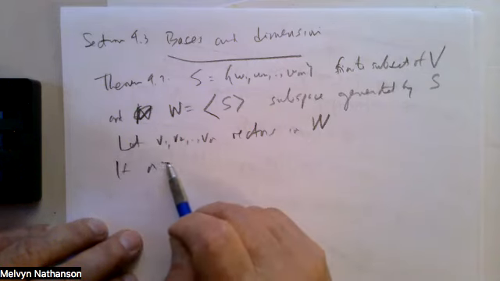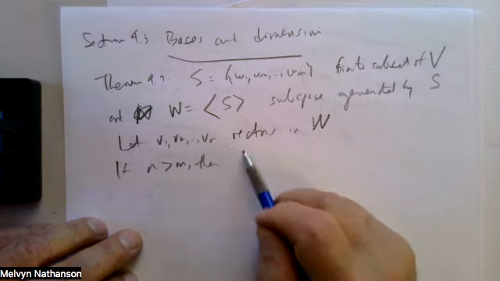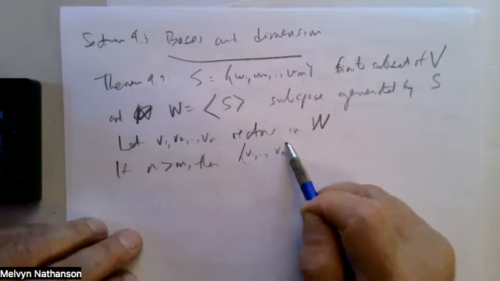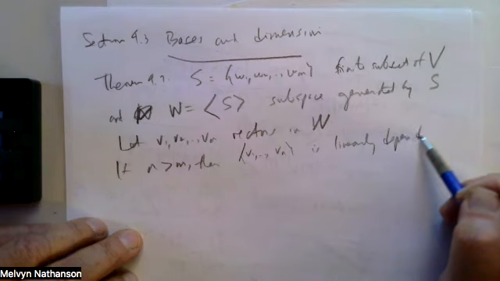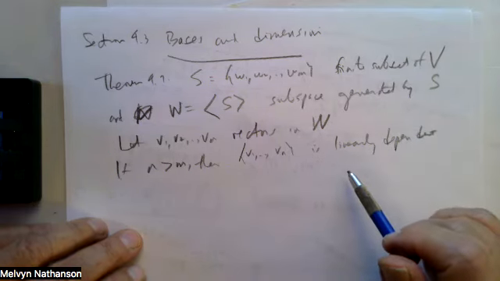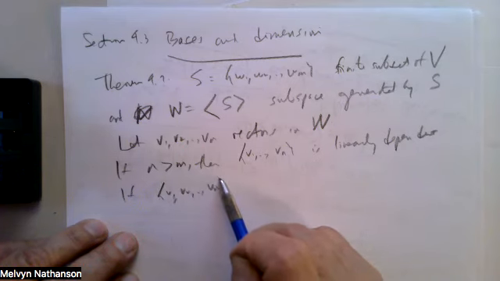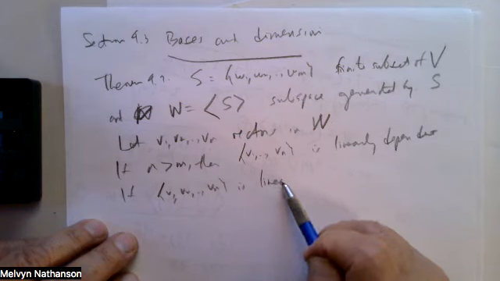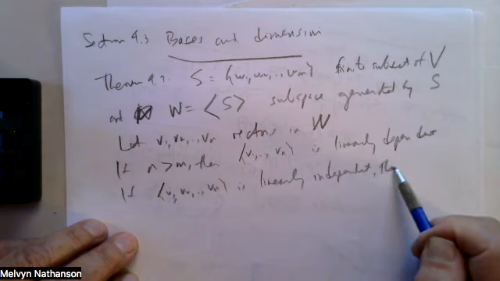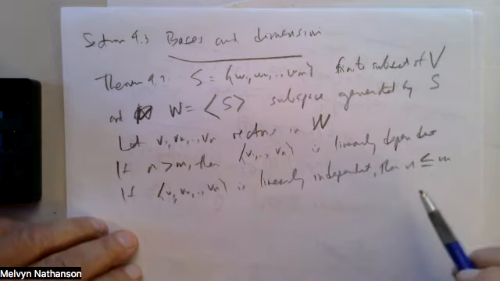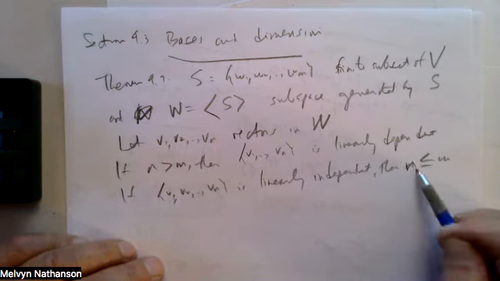If N is bigger than M, then this set of vectors, V1 up to Vn, is linearly dependent. And if the set of vectors is linearly independent, then N is less than or equal to M. In the note, it said N strictly less than M, but that was a typo. This is exactly what it's supposed to be.